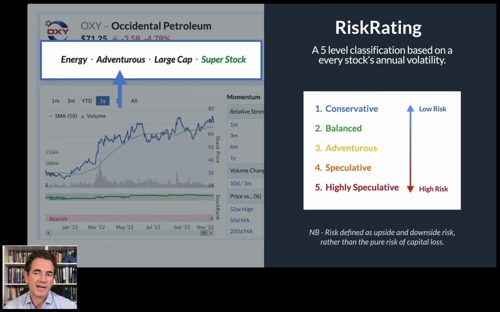We have this 5-level classification, which is based on every stock's annual volatility, and it's classified from conservative, which is the lowest risk, through to highly speculative as the highest risk. In the middle is adventurous. So this one, Occidental Petroleum, is adventurous, which actually has a volatility band of about 35 to 45%. Highly speculative stocks can have volatility of 75% to 150% plus.